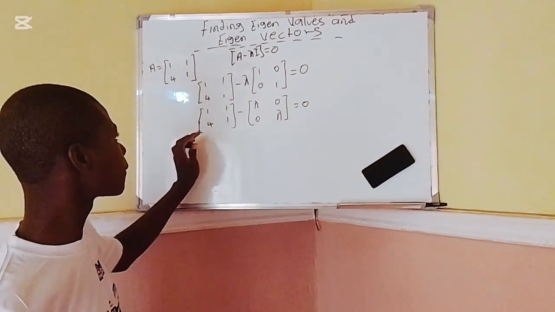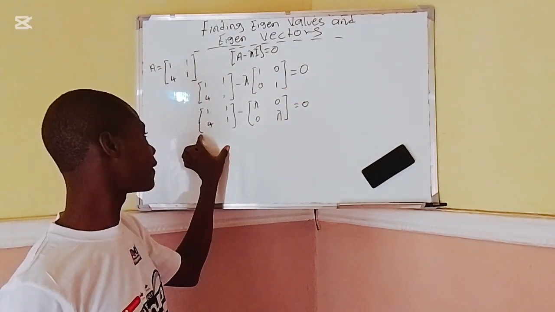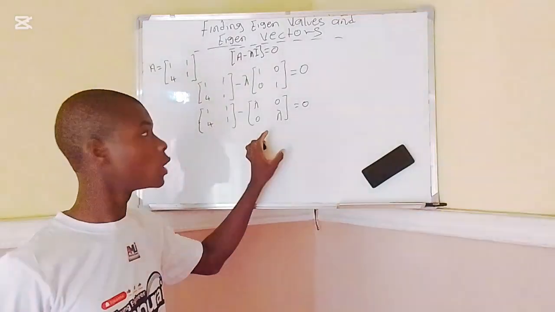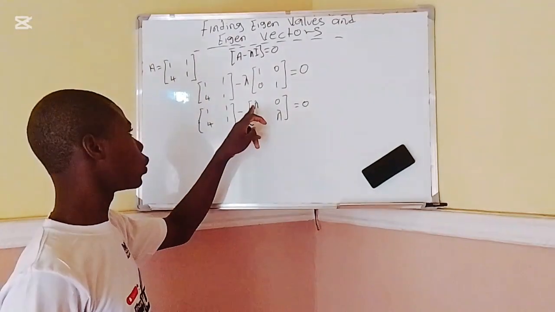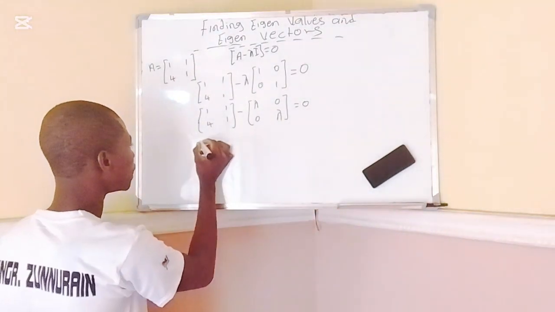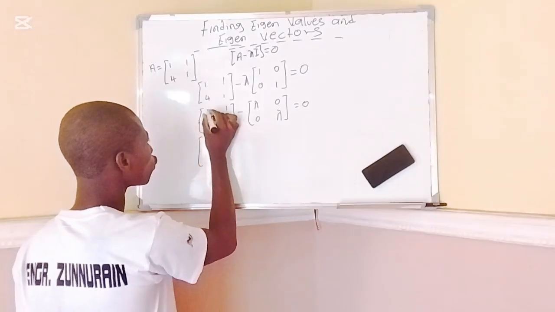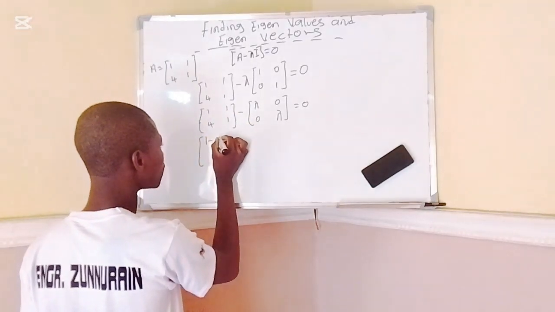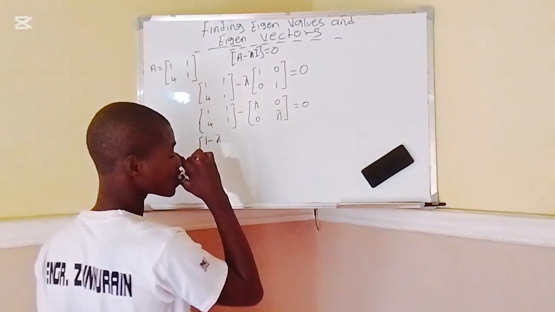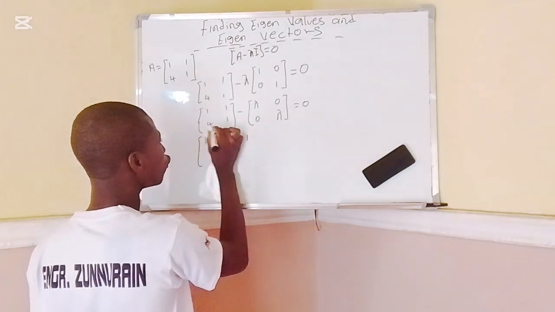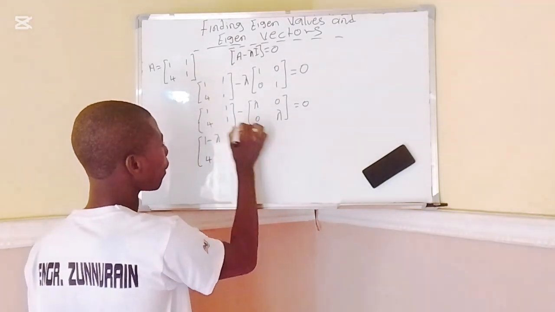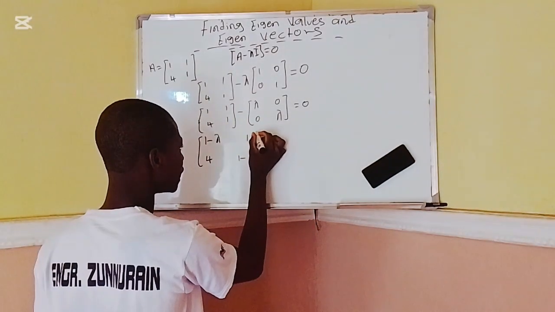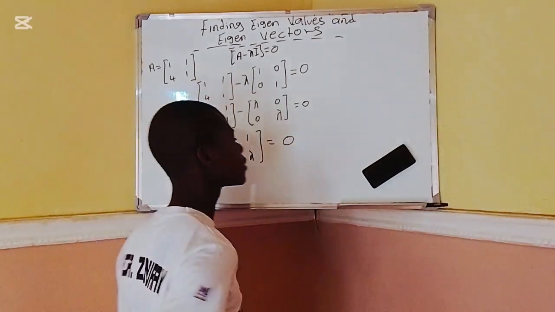So if I subtract this lambda I from this matrix A, I will end up with 1 minus lambda, 1 minus 0, which is the same thing as 1, 4 minus 0, which is the same thing as 4, and 1 minus lambda, and it will be equal to 0.